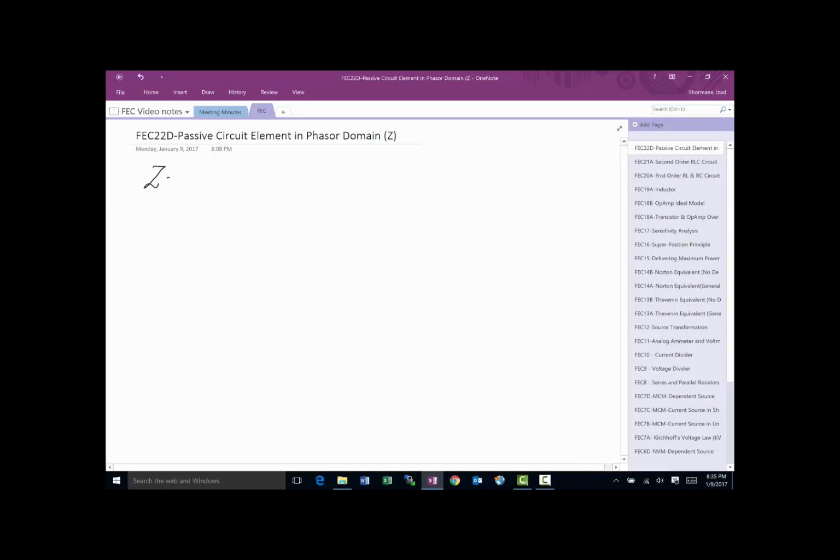Z is defined, and this is simply a definition, so there's no proof. In phasor domain, it is defined as V over I. Since it's volt over amp, the unit for this is simply ohms, and this is referred to as impedance. Because of its definition, it looks a lot like resistors, where Ohm's law told us R is equal to V over I.